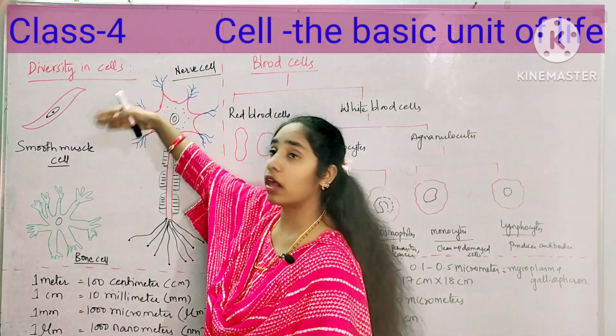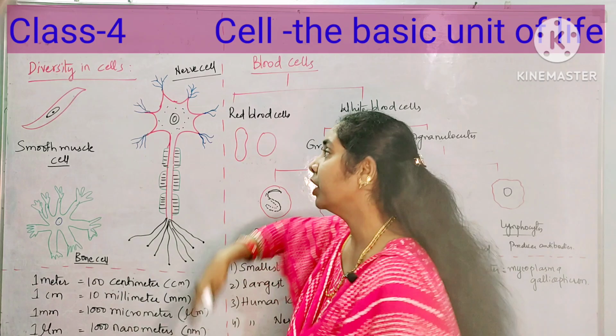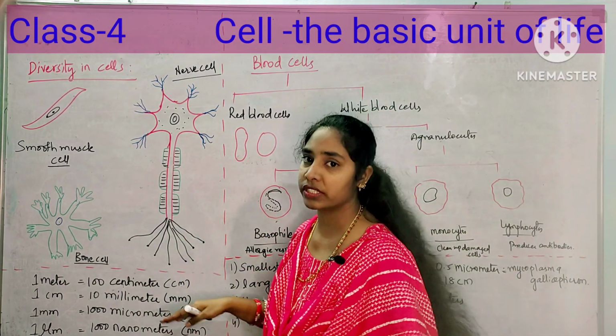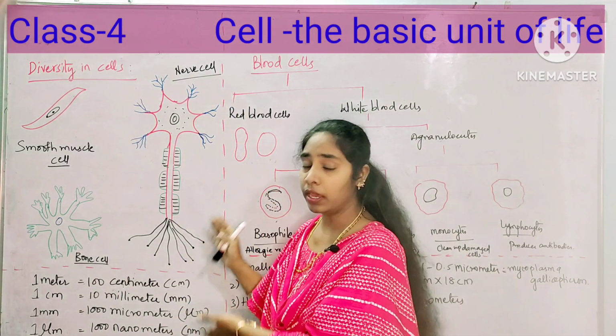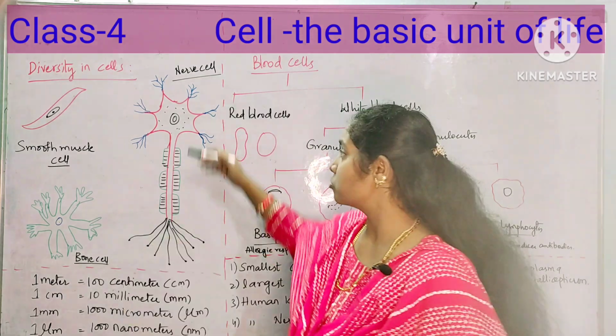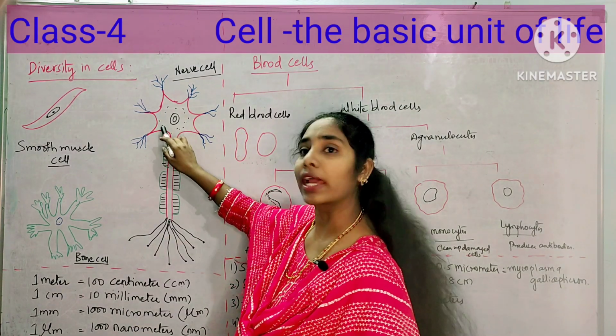So these cells are continuously dividing in the body, whereas here we have one more cell which is branched like a tree, and this is called the nerve cell. What is that? Here you will find a central body called the axon.